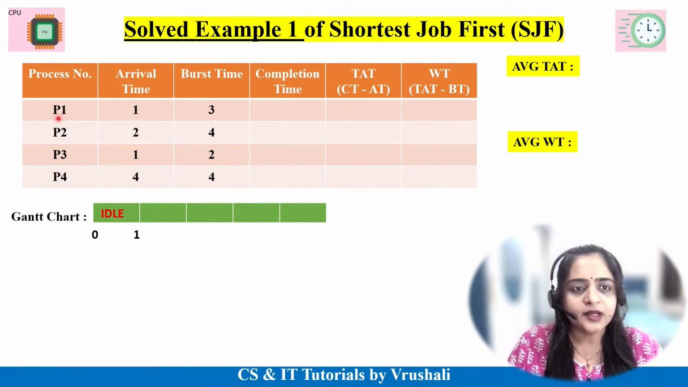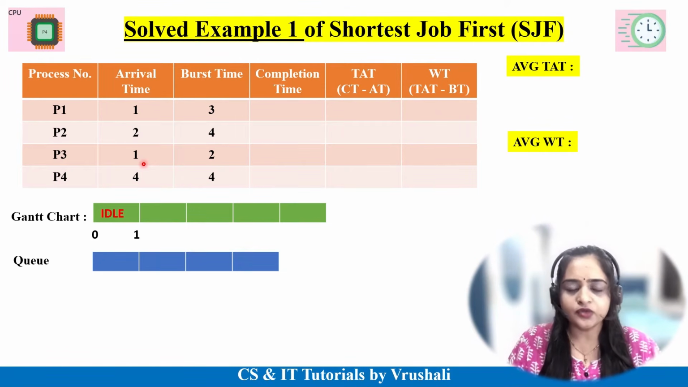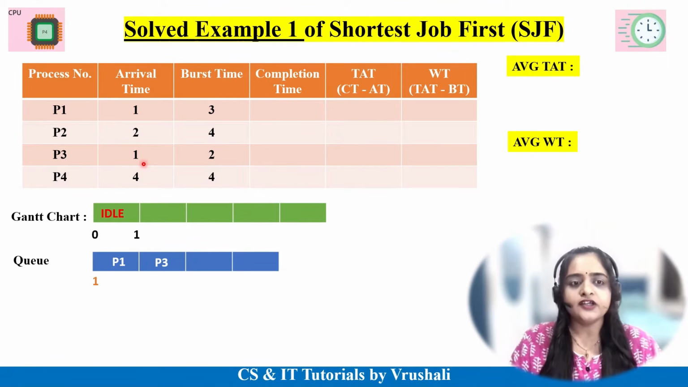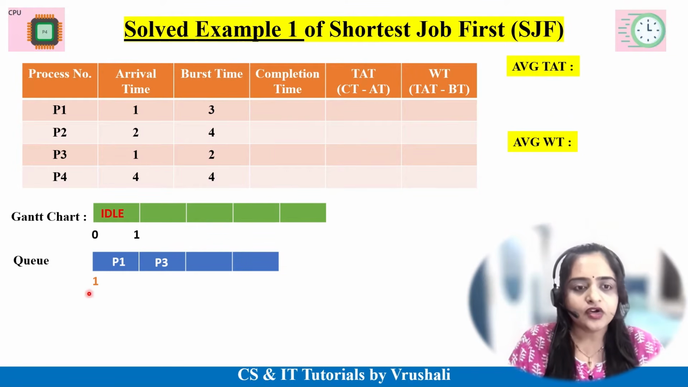Now at 1 o'clock, which processes have come? See here. P1 arrival time is 1. P3 arrival time is 1. Means at 1 o'clock there are total 2 processes. So just draw one queue here. This is your queue. So at 1 o'clock 2 processes are there, P1 and P3, right? A queue is just like a waiting state, means all the processes are waiting here for the execution.